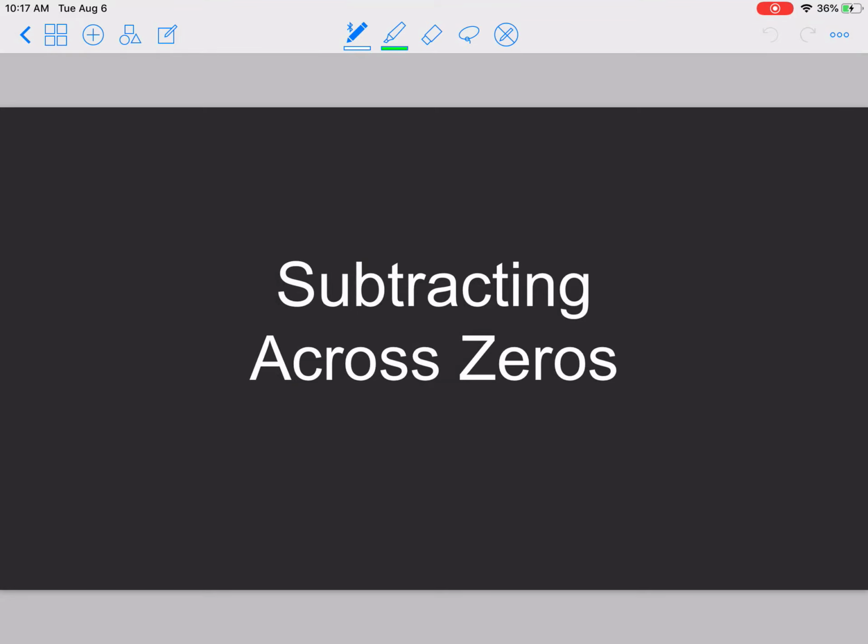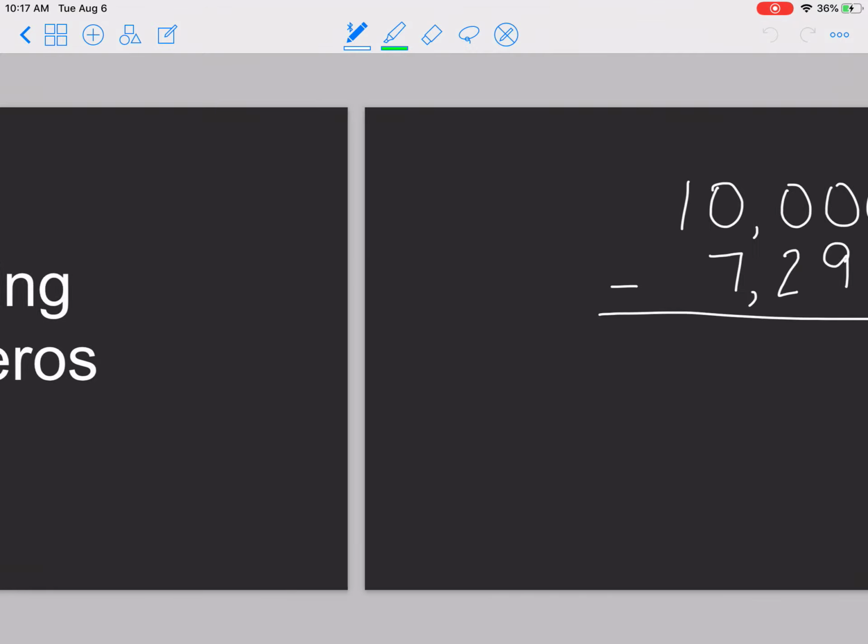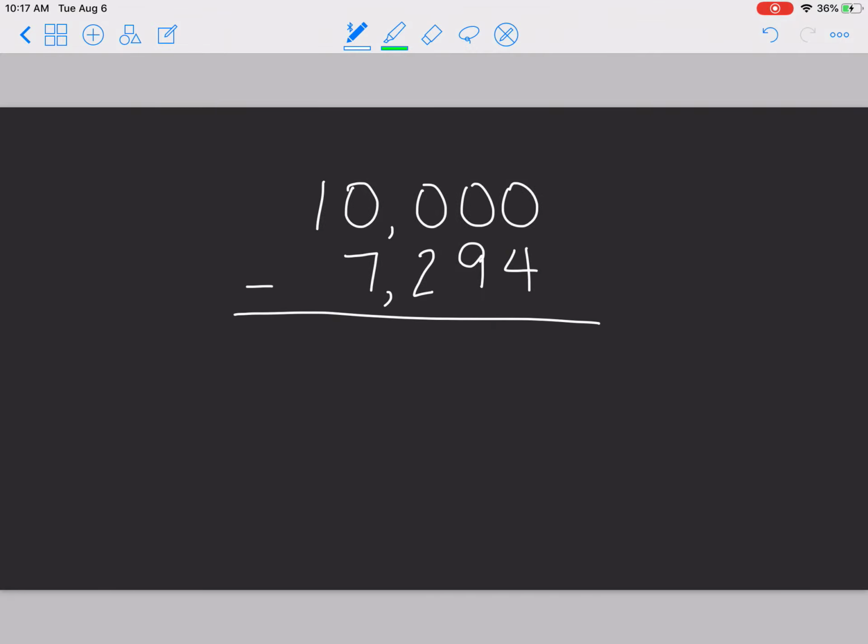We're going to take a minute and just review subtracting across zeros. So here's my equation. My equation is 10,000 minus 7,294. Now, a couple things to remember. You always have your number with the greatest value on the top. Okay, so that's our bigger number.